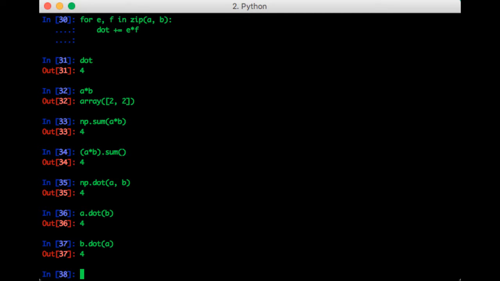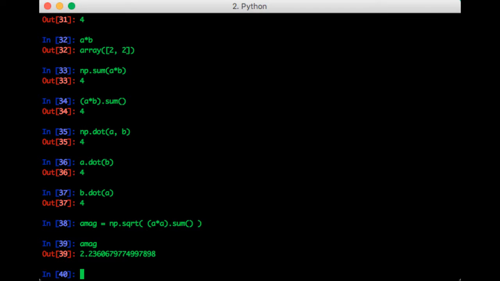Now let's use the alternative definition of the dot product to calculate the angle between A and B. For this, we need to figure out how to calculate the length of a vector. Using only what we know so far, we can do this. It's just the square root of the sum of each element squared. So for example, A magnitude is equal to np.sqrt of (A times A).sum. So A mag is 2.236 as expected.